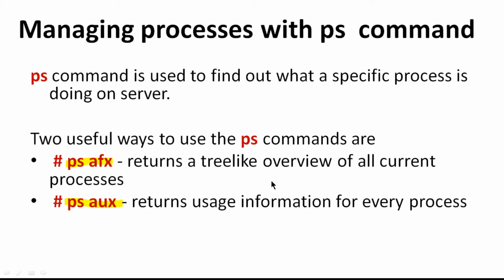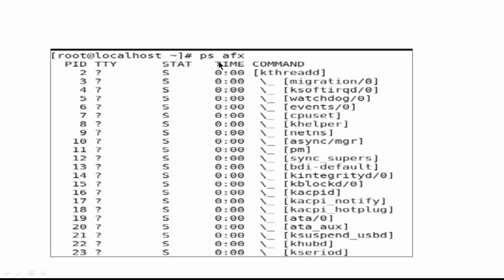If I want to show a tree-like structure, we'll see in the next slide. I have executed the command ps afx, and you can check here, it is showing me a tree-like structure right from the beginning, the root directory, and it is showing me all the threads of the process. So there is a process ID, and the tree-like structure of processes is defined by using the command ps afx.